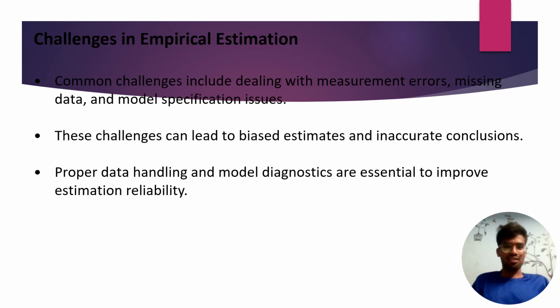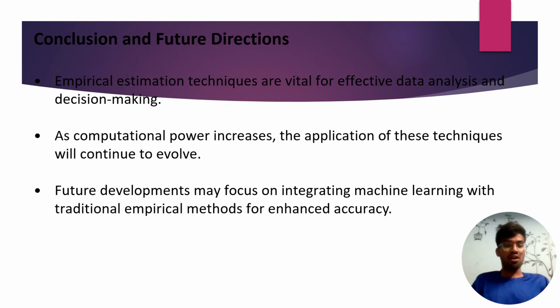After that, the challenges in empirical estimation: these can lead to inaccurate conclusions, dealing with measurement errors, missing data, and model specification issues. Finally, we conclude that estimation is vital for effective data analysis and decision making. As computing power increases, the application of these techniques will continue to evolve. Future development may focus on integrating machine learning with traditional empirical methods for enhanced accuracy.